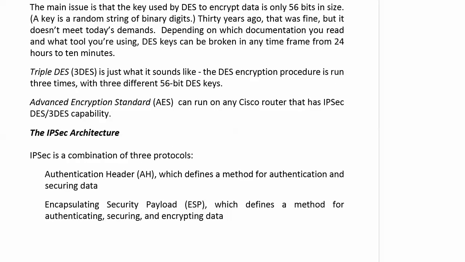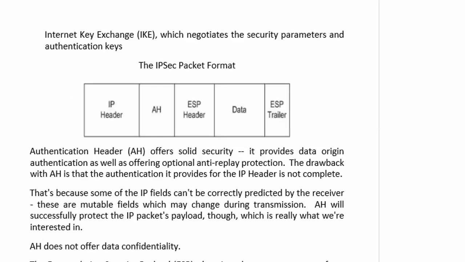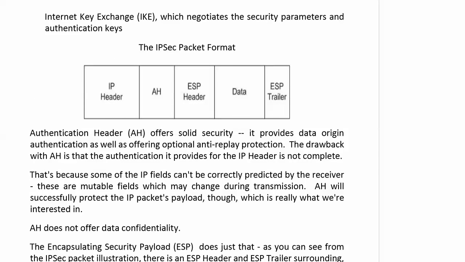Now let's talk about that IPsec architecture just a bit. A couple things here I want you to know about, because IPsec is really a combination of 3 protocols. We have Authentication Header, AH, which defines a method for authentication and securing data. And we have the Encapsulating Security Payload, ESP, which defines a method for authenticating, securing, and encrypting data. I'm sure you see that one word is in one of those definitions that isn't in the other one, and we'll talk a bit more about that in a moment. We also have the IKE, the Internet Key Exchange, which negotiates the security parameters and authentication keys.